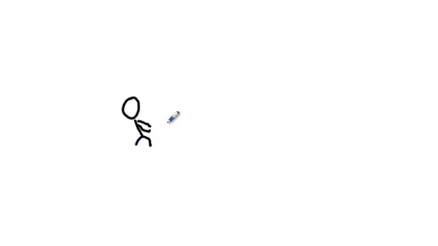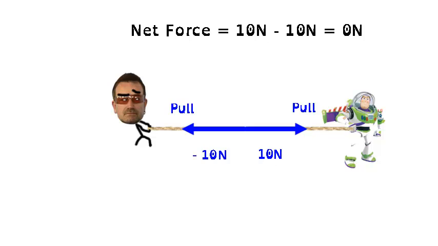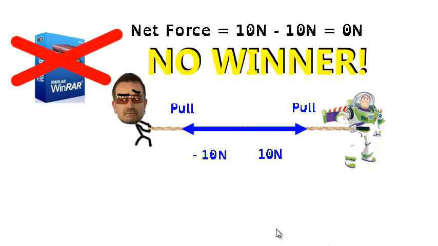You've got Bono, and he's having a tug of war with Buzz Aldrin from the movie Apollo 11. They're pulling either way 10 newtons. Actually, I should really put a minus in front of that 10 newtons, left, because it's going backwards. Anyway, there's no winner and it's a draw.